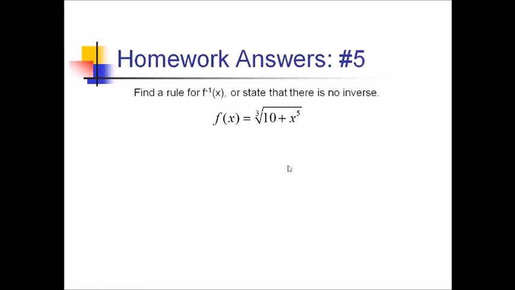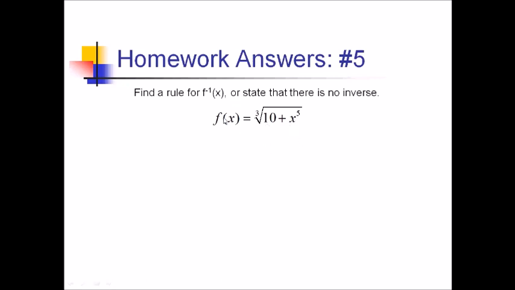For number 5, we're trying to find the inverse of this expression. Now we have an odd root. That doesn't really make a difference. Even roots, odd roots, they have inverses. x to the 5th is okay. That doesn't hide what kind of input you had. So let's go ahead and take the inverse of this thing.